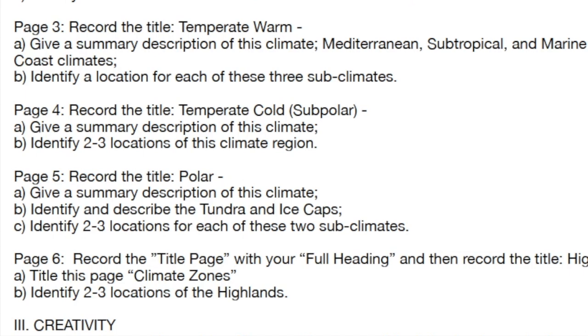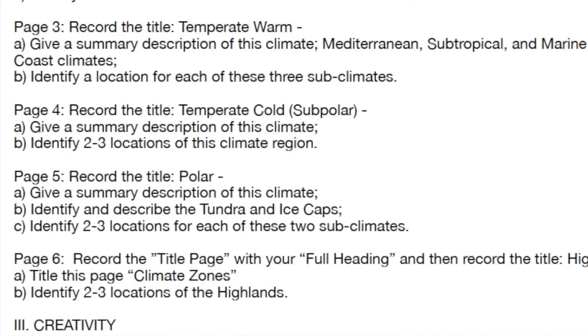Now, what I described for pages 1 through 6, make sure you leave some room, because guess what? Under creativity, you have to include a couple things. So for each of these pages, for each of those climate zones, you must do at least one of these 3 choices. Now, each of these choices could change or be modified depending on the climate topic. So what do I mean by that?